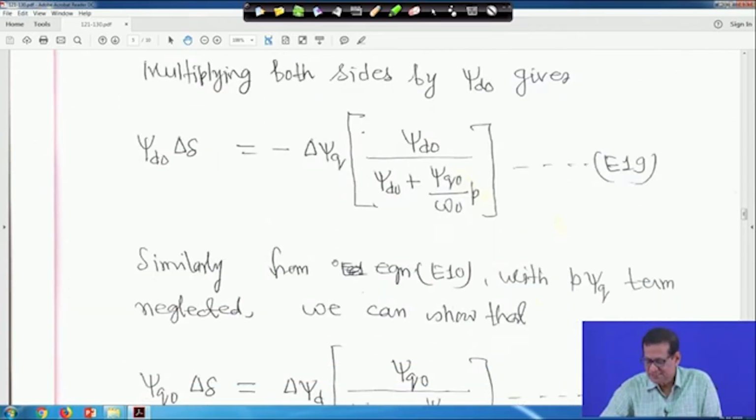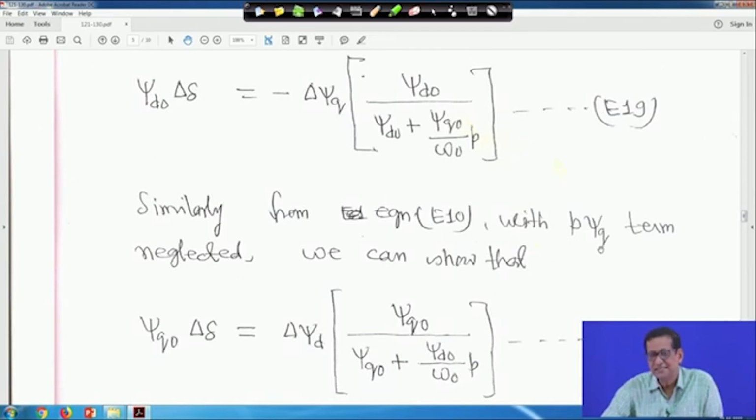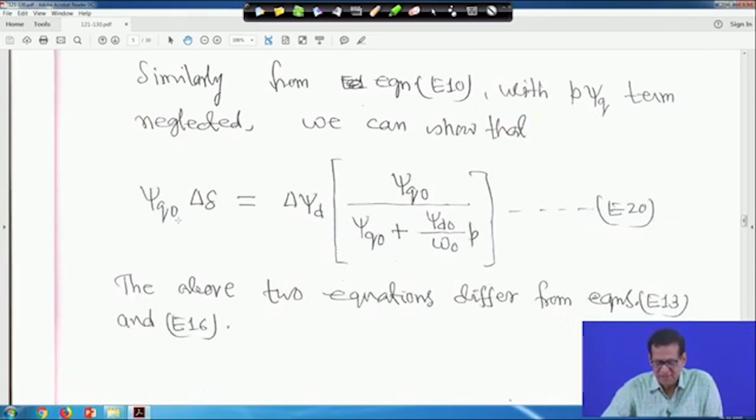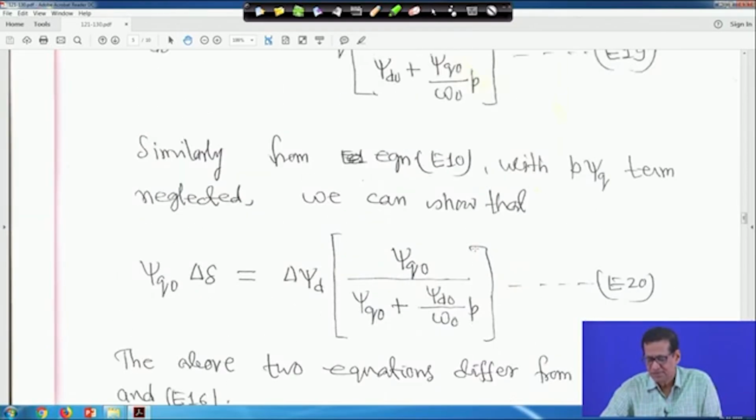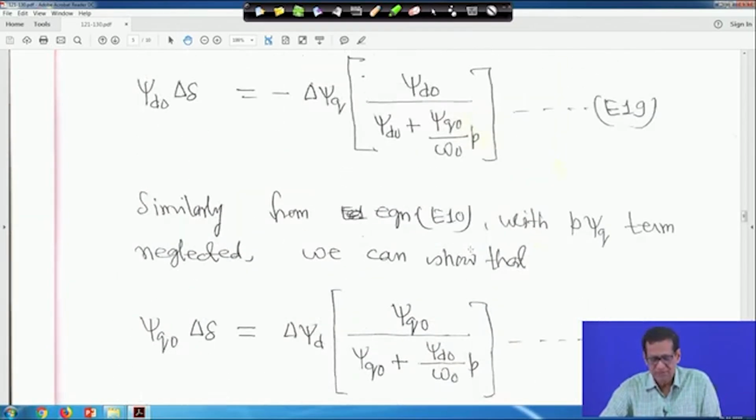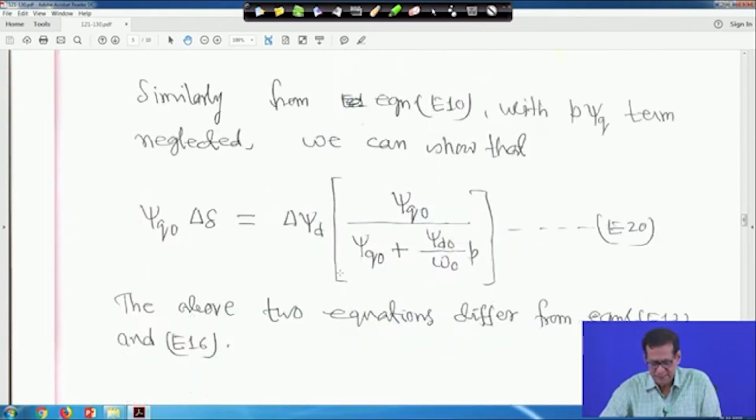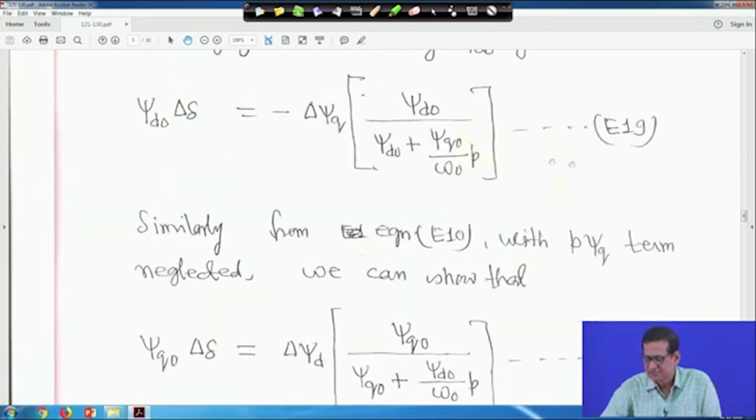Similarly, from equation E10, you neglect the p psi q term, that is, you drop p psi q, right. You make p psi q 0 in equation E10, and then we can also show that psi q 0 delta delta is equal to delta psi d, then psi q 0 upon psi q 0 plus psi d 0 upon omega 0 p, right. So, if you look into this, the above two equations differ from equation E13 and E16. These two equations are not the same as E13 and E16, right.